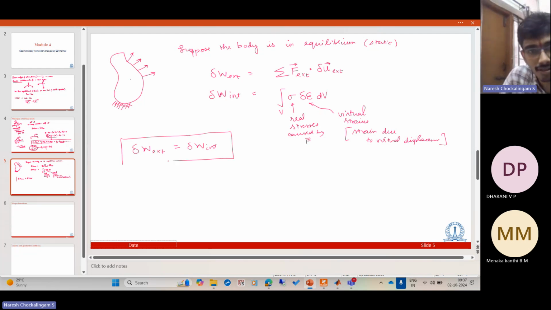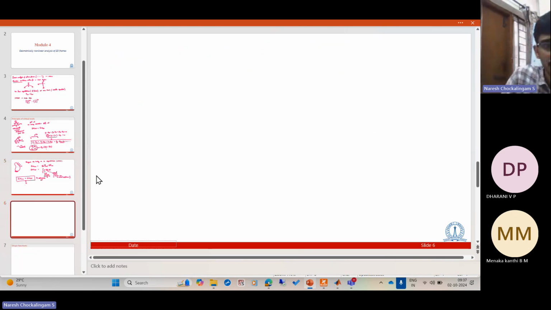So this statement should hold for all arbitrary admissible virtual displacement fields. Now this statement is equivalent to the equation of equilibrium, which means every point of the body is in equilibrium. Now coming to our case, let us say we have a structure like this, we have a beam.